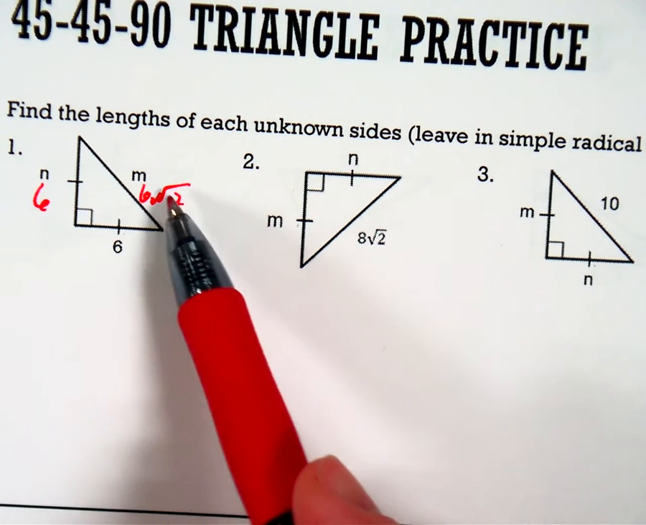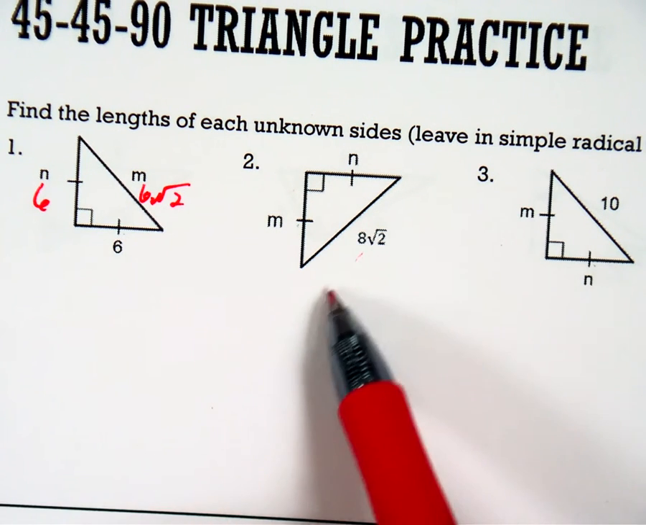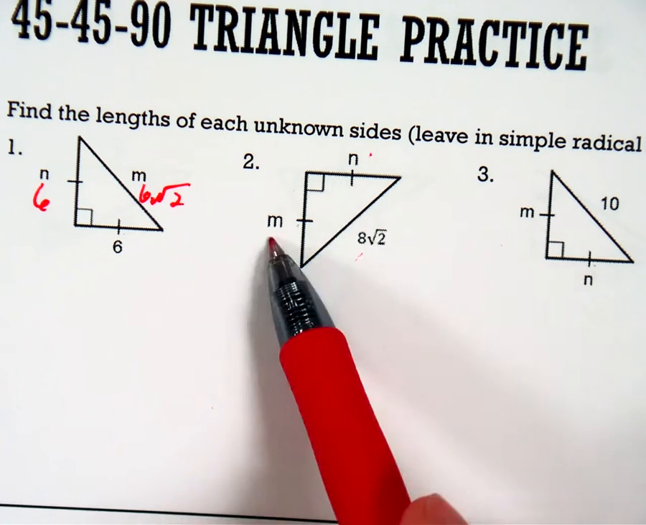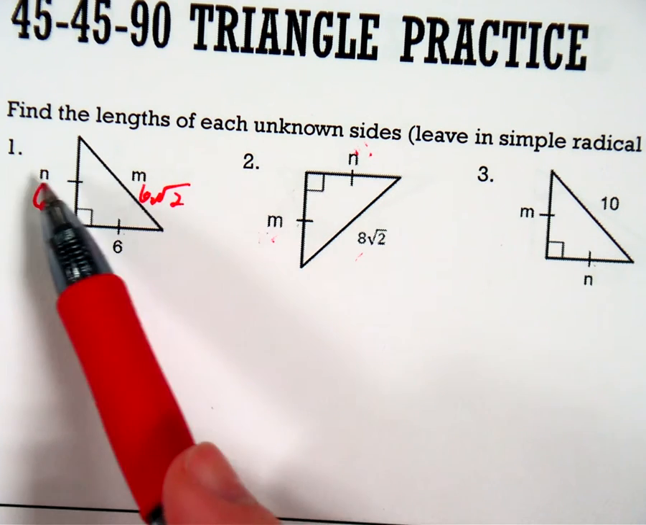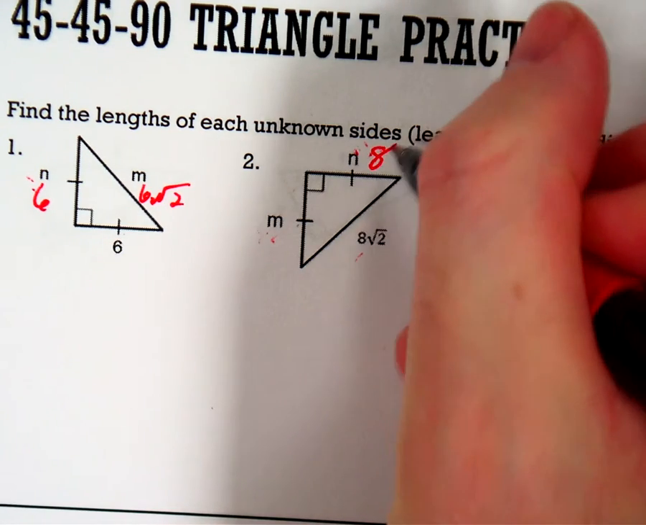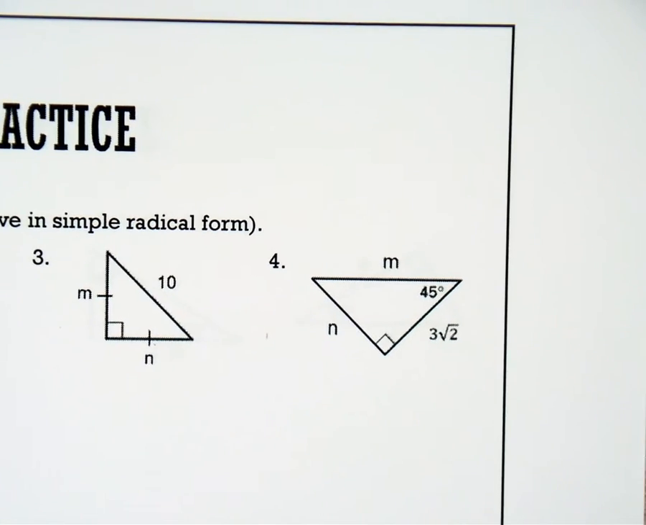Okay, now take a look at this one, and then put it in reverse, because that's what we have over here. This time they're giving us the hypotenuse, 8 radical 2. What does that mean my legs were? Okay, this was 6 radical 2, and the legs are 6 and 6. If this is 8 radical 2, then my legs are 8 and 8. We're going to skip 3 for now. I'll come back to that one.